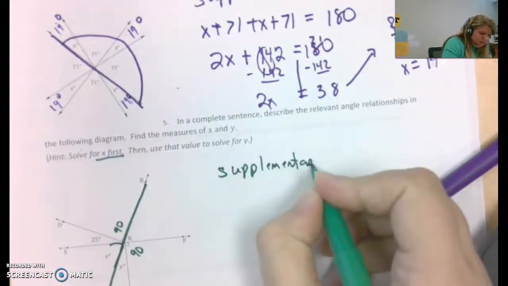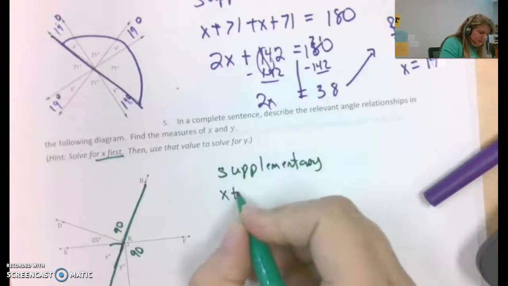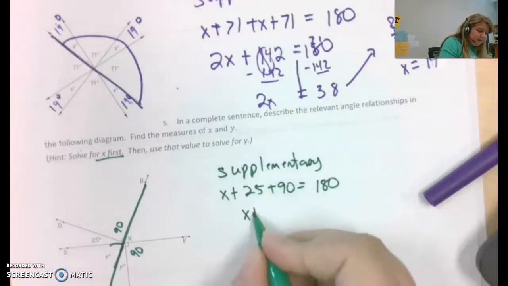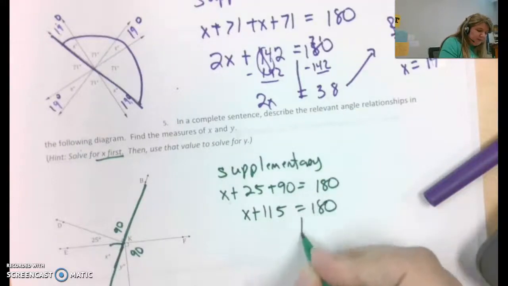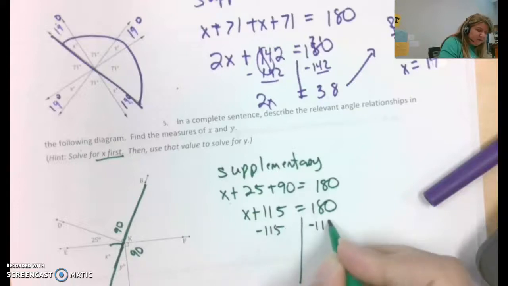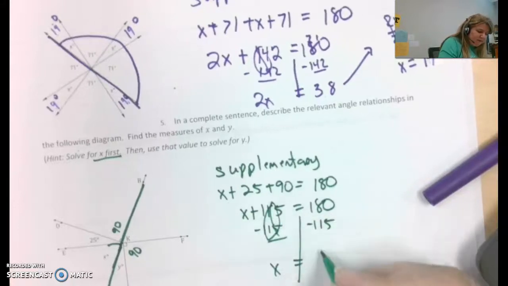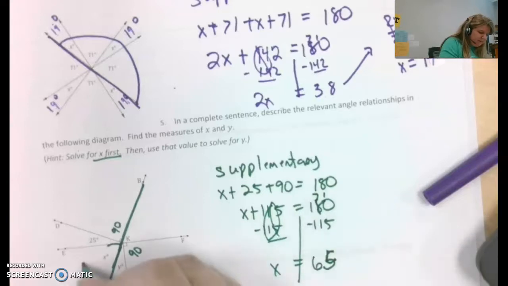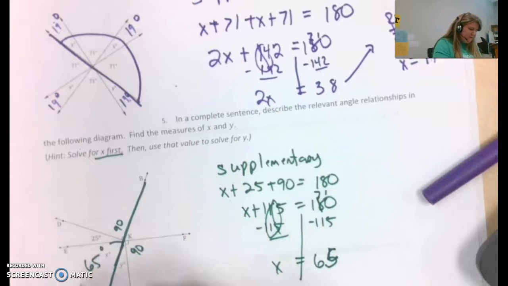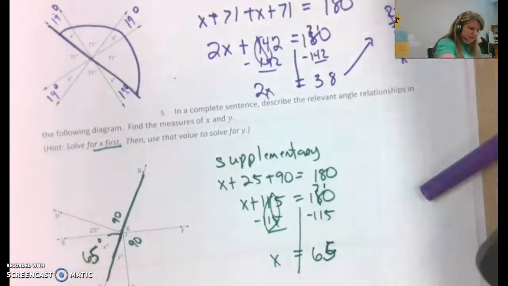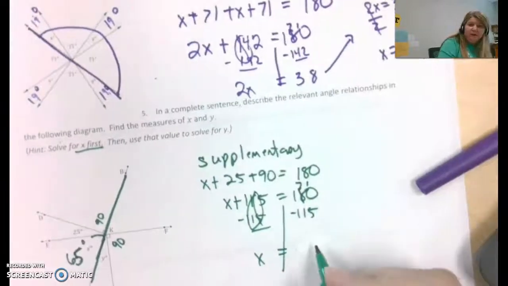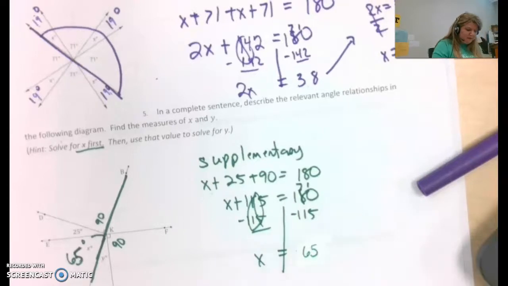And I'll color code this. So I have x plus 25 plus 90 equals 180. So x plus 115 equals 180. Subtract 115 from each side. And x is equal to 65 degrees. Make my 5 a little neater. Maybe clean this up a little too. Sometimes I get in a hurry and it becomes messy, but we can just clean it up.